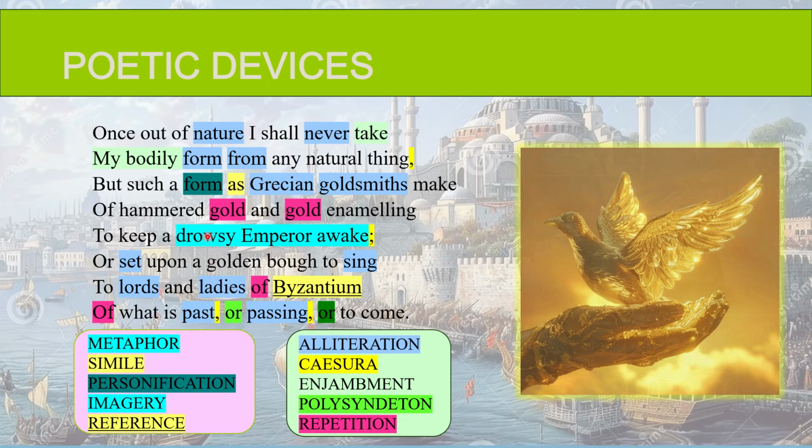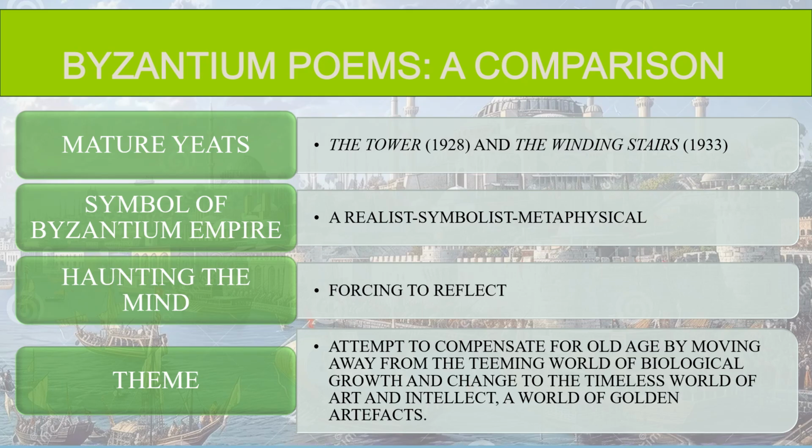That's an imagery also. There is a simile here, as, comparing the bird, the form that the goldsmiths make. Grecian goldsmiths, that's alliteration. Gold is a repetition. Of and of is again a repetition. Reference is here to Byzantium. There is an enjambment here, the first line itself, take my bodily form. Plenty of poetic devices in it.